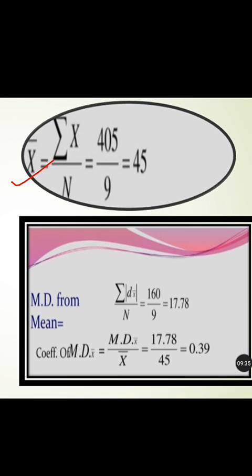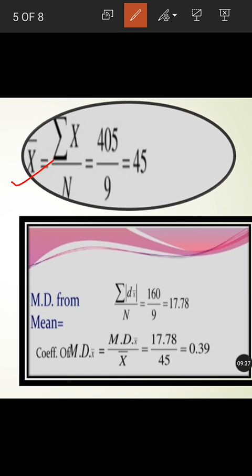Okay, I hope you all understood this. That is, summation d bar is equal to 160, and what is n? 9. So 160 divided by 9, that is equal to 17.78. Okay, this is the mean deviation value. Mean deviation is equal to how much? Mean deviation is equal to 17.78.